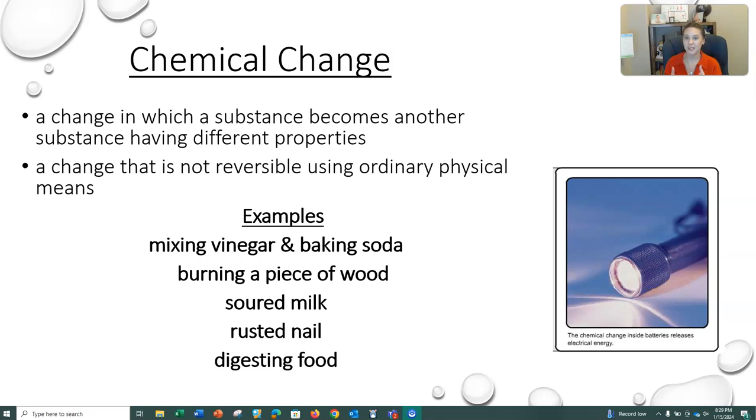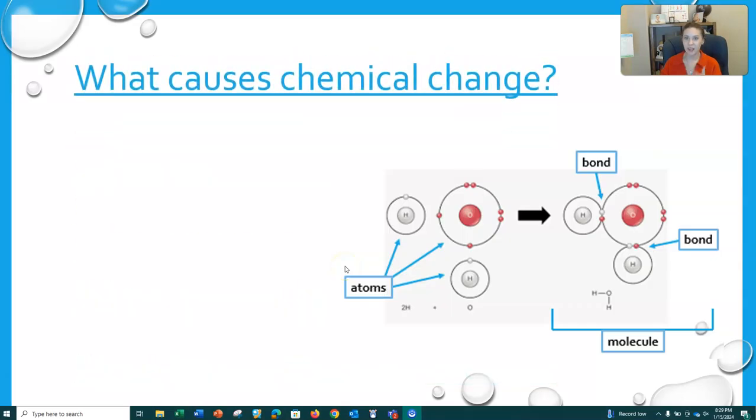Okay, so for example, mixing vinegar and baking soda would be a chemical change. Burning a piece of wood, seeing soured milk or a rusted nail, or digesting food. All of these things are examples of chemical change. But what causes chemical change?